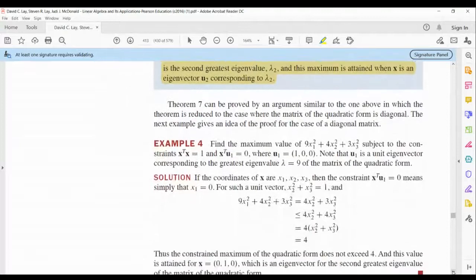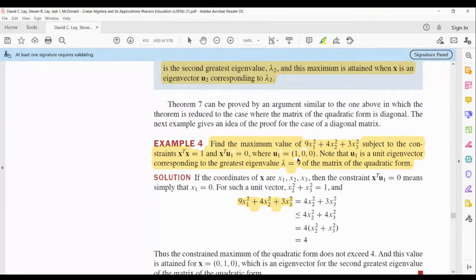So example 4. Here you want to find the maximum value of that quadratic form subject to two constraints, letting u1 equal 1, 0, 0. Note that u1 is the eigenvector corresponding to the greatest eigenvalue, lambda equals 9, of the quadratic form. Find the maximum value. So here's what they do. Here's the quadratic form, 9x1 squared plus 4x2 squared plus 3x3 squared.